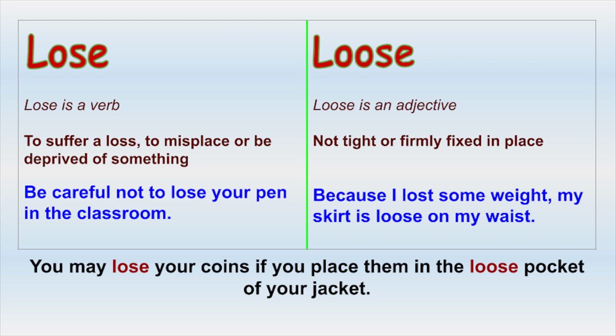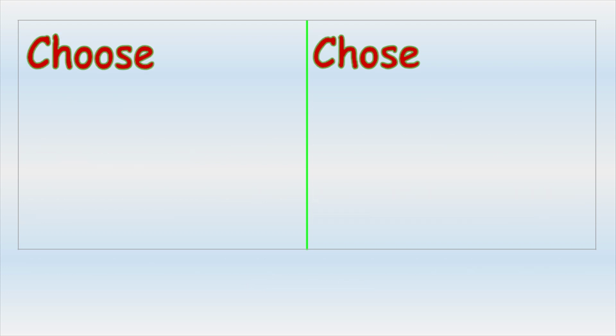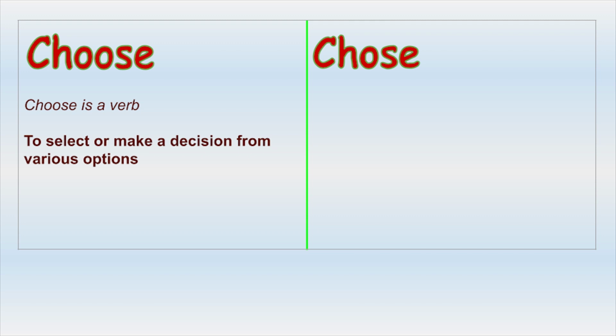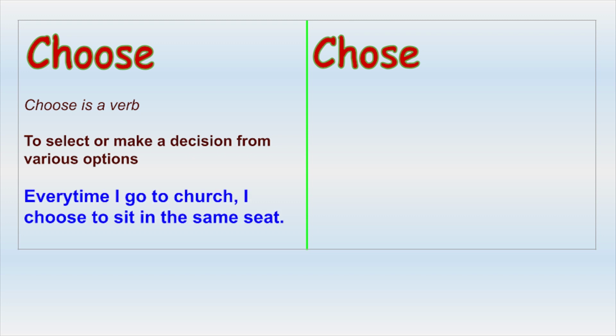And our last pair of words in this lesson is choose and chose. Choose with 2 O's is a verb and it means to select or make a decision from various options. It means you have a choice. Every time I go to church, I choose to sit in the same seat. This means I make a decision to sit in the same seat out of all the other seats in the church.